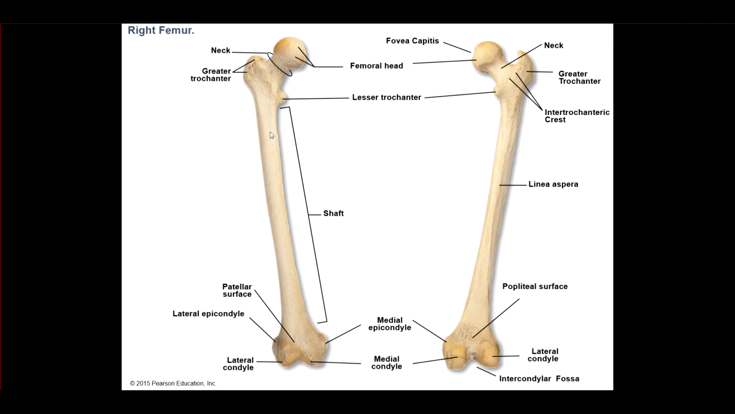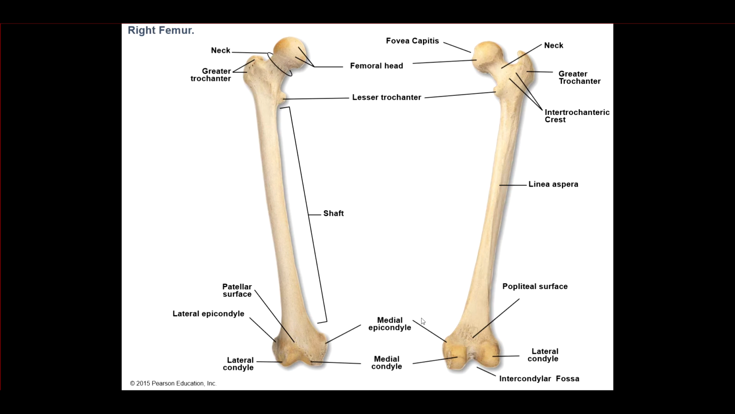The whole middle part of the bone is known as the shaft. Notice on the anterior surface the shaft is smooth, but on the posterior surface you're going to see a ridge coming down. This line is known as the linea aspera. Right, so this is the linea aspera, and again we see a number of muscles attaching to that.